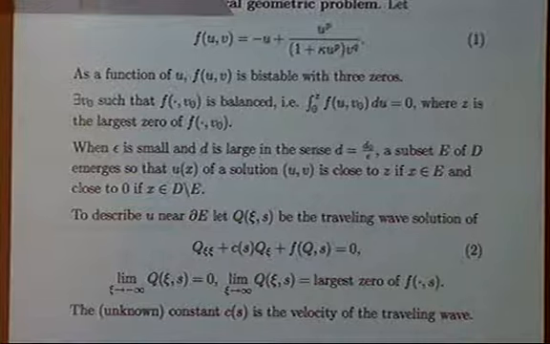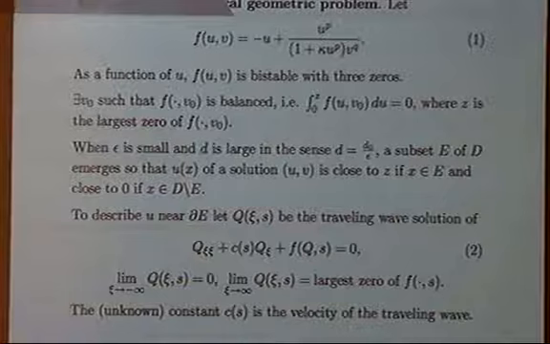So let me show you how we make a reduction from this PDE system to a geometric problem. This is a formal argument. It's not mathematically rigorous, but it shows quite clearly that there is a geometric problem behind this PDE system. Let me denote the nonlinearity of the first equation by f of u, v, this one. If you look at this nonlinearity carefully, treat it as a function of u with v being a parameter, then this is a bistable function.